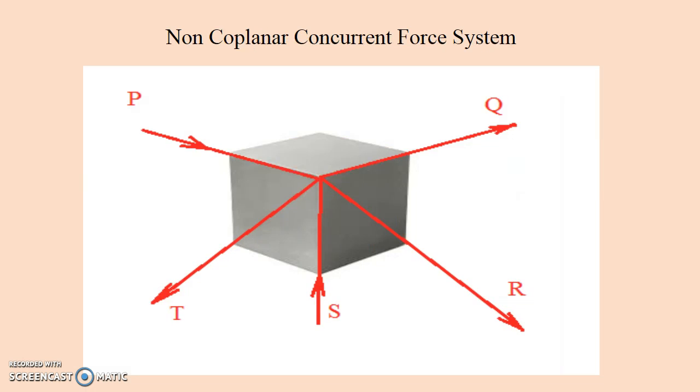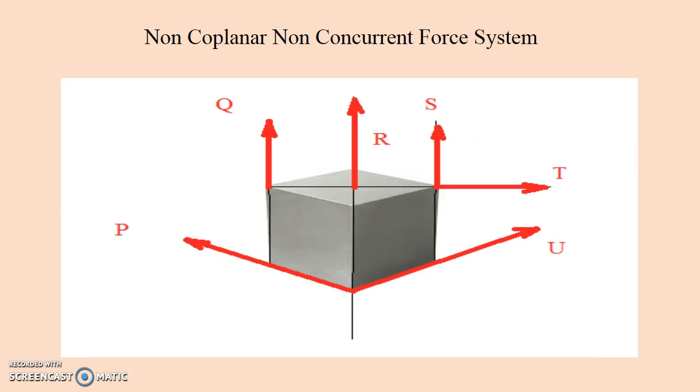Non-coplanar concurrent force system. Here we see the forces P, Q, R, S, T acting on a cube at one corner, which is a common point through which all the forces pass. But they are on different planes. Hence it is a non-coplanar concurrent force system.